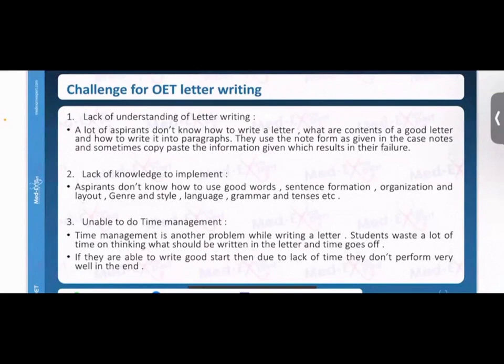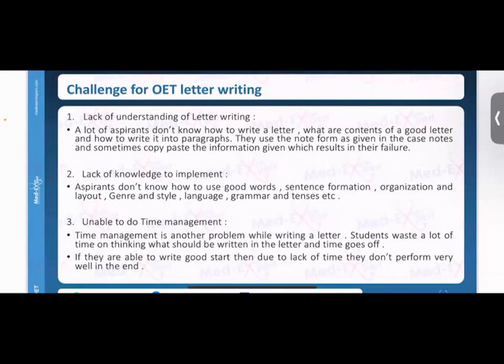So these are some of the challenges aspirants face while writing letters for the OET exam. Factor number 1 is a lack of understanding of letter writing. Many aspirants don't know how to write a letter, what the contents of a good letter are, and how to organize them into paragraphs. They use the note form as given in the case notes and sometimes copy and paste the information given, which results in failure. If you don't know about letter writing and just copy and paste all the information in the case notes, that can lead to your failure as well.